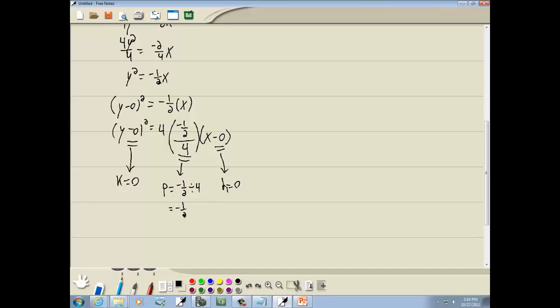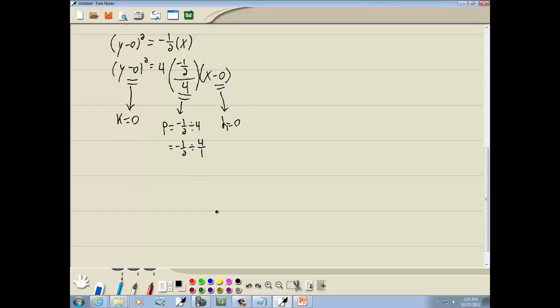Well, we never divide fractions unless they're both fractions, so I can rewrite the 4 as 4 over 1. And we never actually divide fractions. We immediately rewrite it as multiplication by taking a reciprocal, flipping the second fraction. So 4 over 1 becomes 1/4, which then gives us negative 1/8. And that's our p.